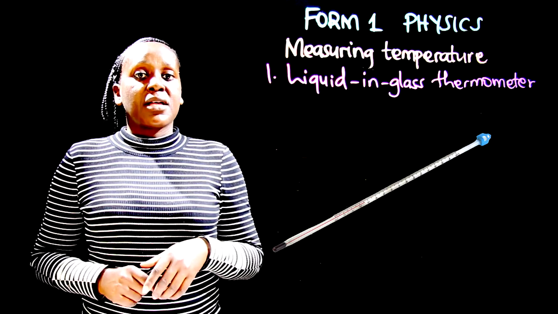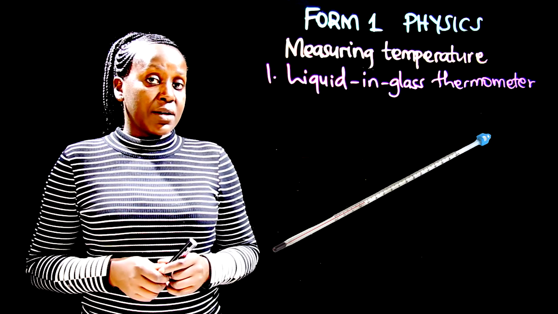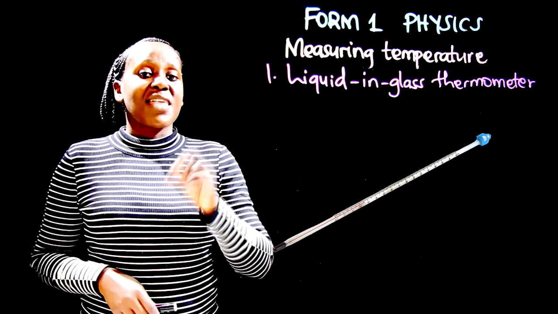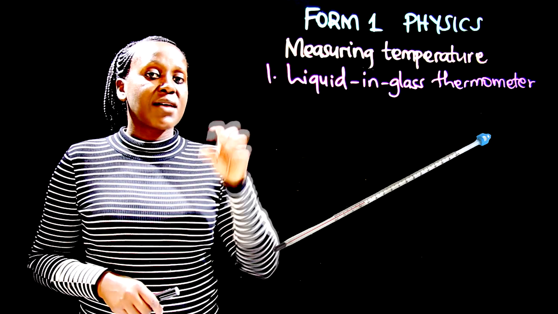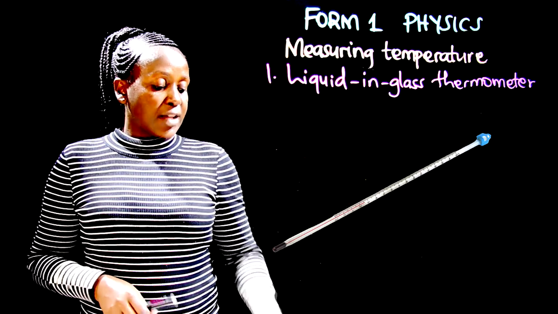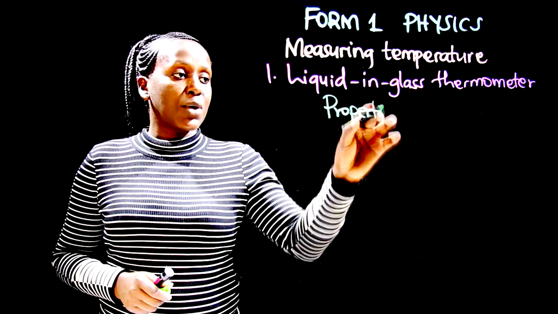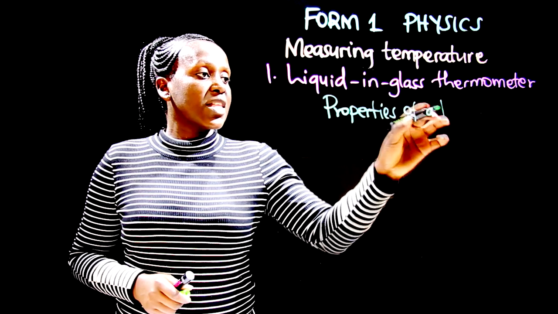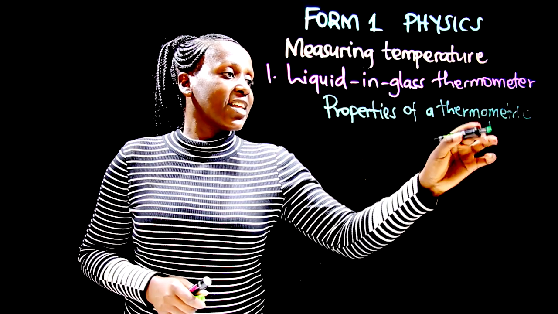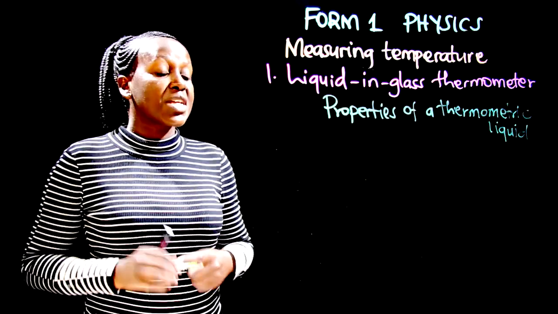Now the liquid that we use in a liquid in glass thermometer is not just any other liquid. It must have certain properties. We actually call it a thermometric liquid. The word thermometric is derived from thermometer. So we are going to look at the properties of a thermometric liquid. This is how you spell thermometric liquid.